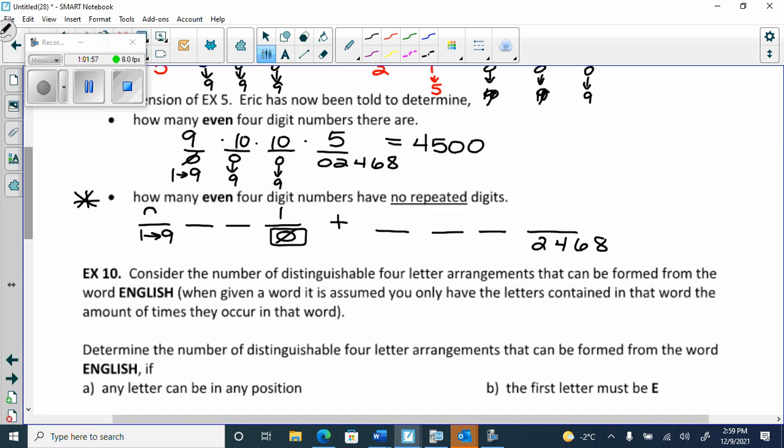No. 9. Sorry. So I boxed the 9, and now I've used up 0 and 9. So what do I have left for here? 1 to 8. I'm telling you, if you box these numbers, it will make your life easier. Okay? 1 to 8 is how many options? 8. Then I hold, let's say, the 8. Then I have 1 to 7.